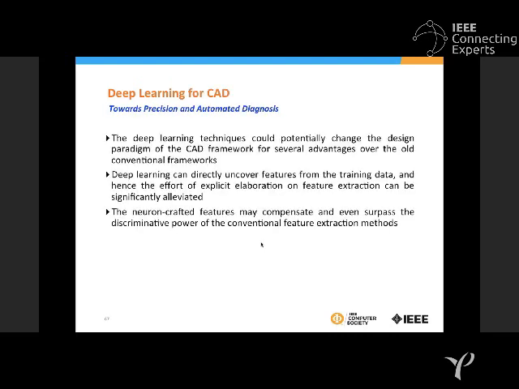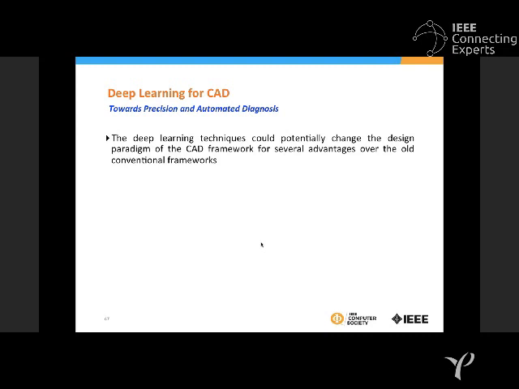So if you are using the CAD in this particular way, using deep networks, that's the way we're trying to do it. Without the effort of explicit elaboration of features, these networks can very well trap the features and use them in the classifiers for detection or for diagnosis.